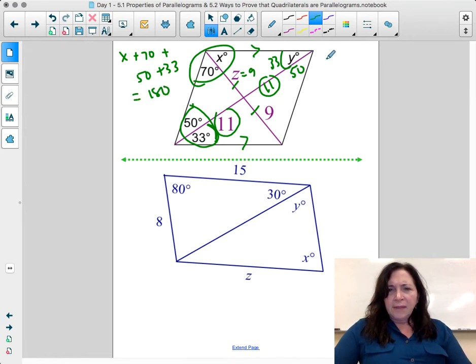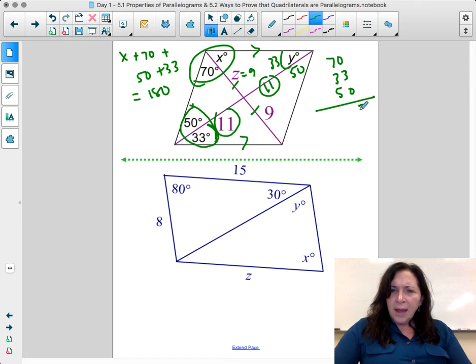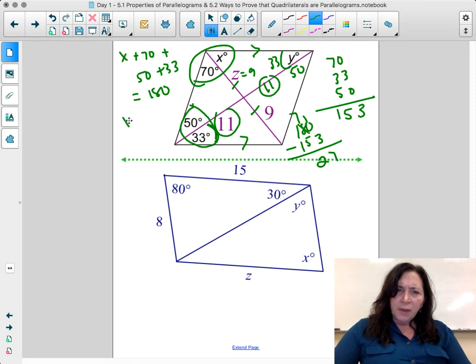So what I have is 70, 33, and 50 add up to 153. And I'm going to take 180 and I'm going to subtract 153. And I'm going to get 27 degrees. So x is equal to 27 degrees.